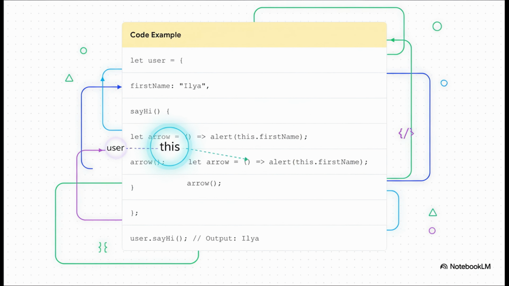Okay, let's really walk through this example so it clicks. When we call user.sayHi, sayHi is a regular method, so its this becomes user. Simple. But inside that method, we define an arrow function. Since it's an arrow function, it doesn't get its own this. It just looks outwards, sees the this from sayHi, and borrows it. And that's why it correctly alerts Ilya.